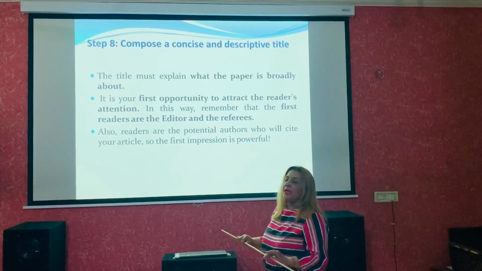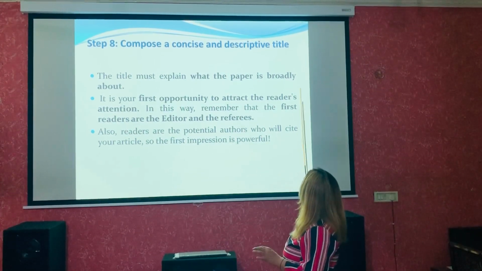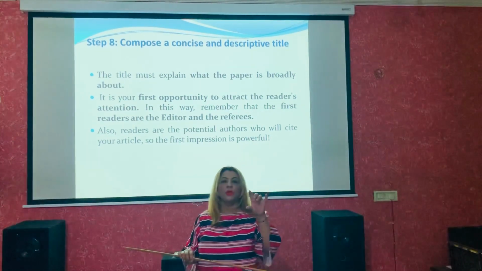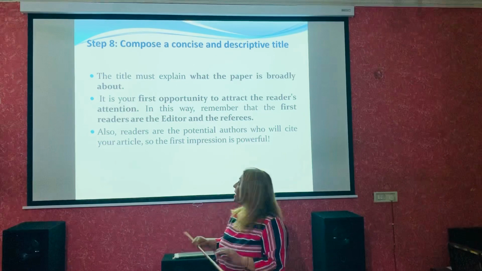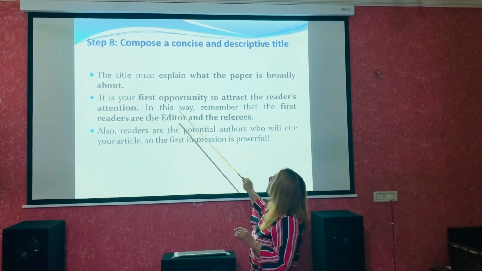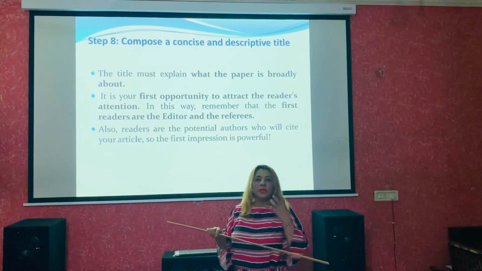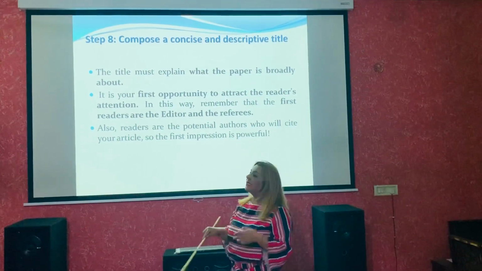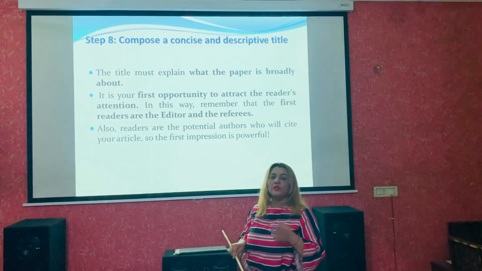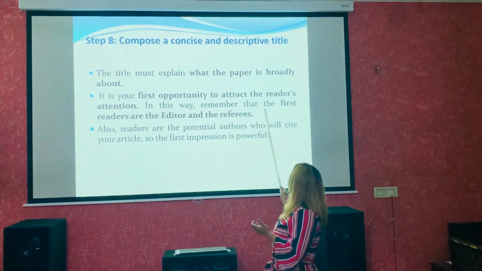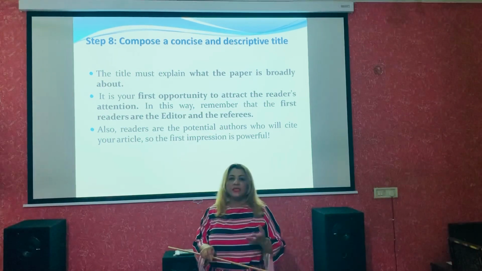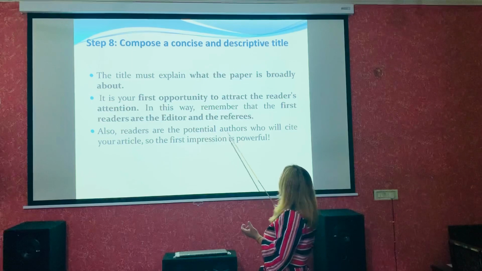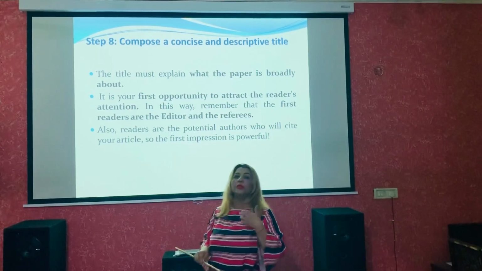Now step 8 is to compose a concise and descriptive title. When you want to formulate a title for your scientific research paper, it comes at step 8. The title must explain what the paper is broadly about, and it is your first opportunity to attract the reader's attention. Mostly when you send a paper for publication, remember that the first readers are the editors and the potential referees or reviewers, and these readers are the authors who can use your article.